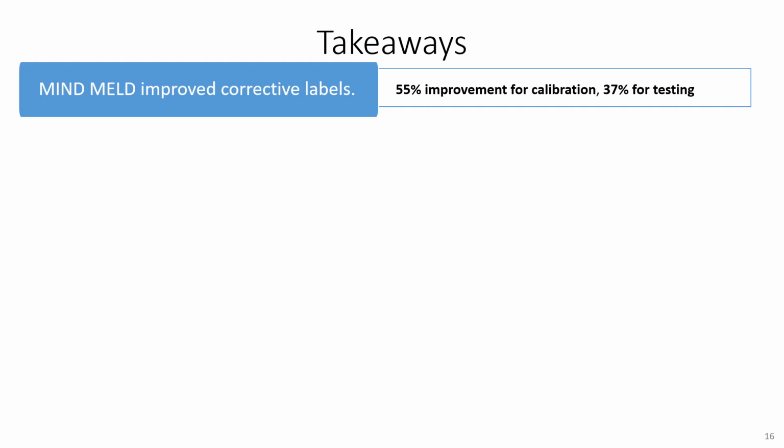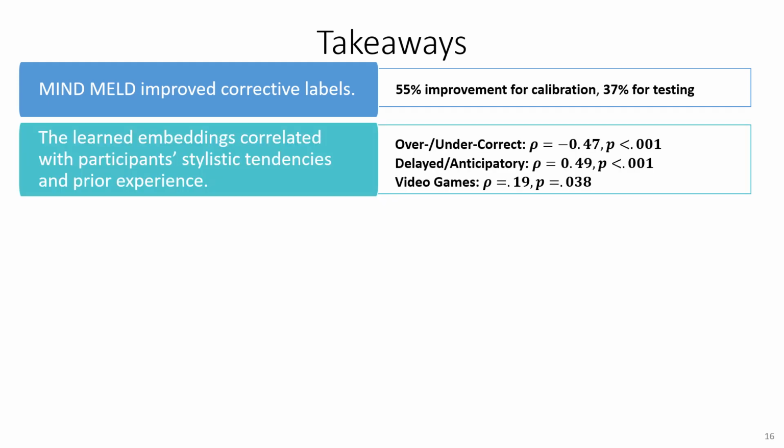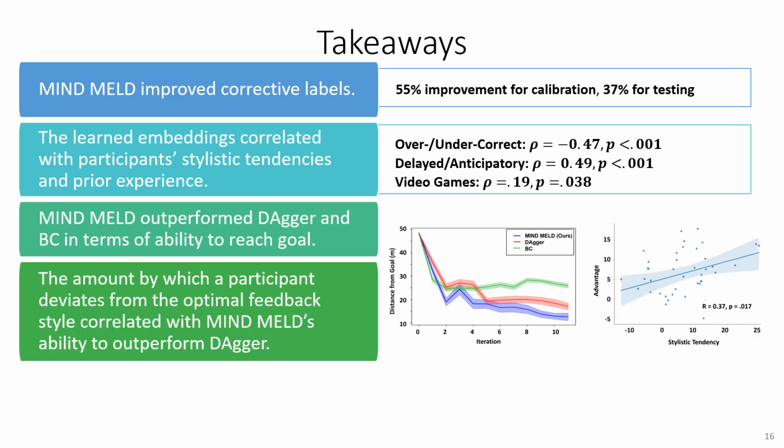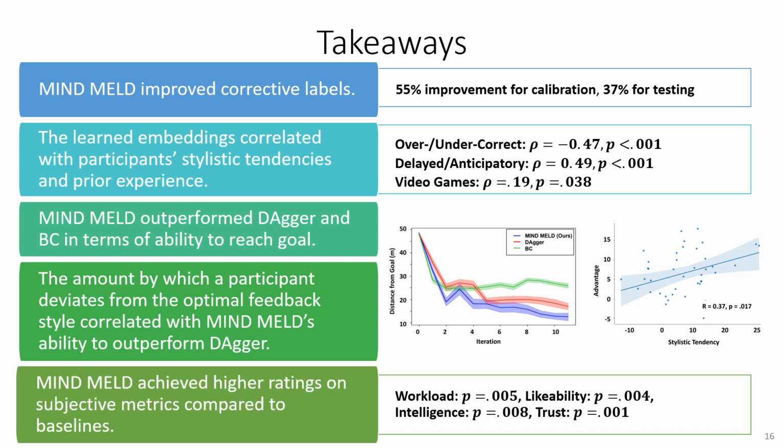To summarize, MELD has the ability to improve corrective labels to be closer to optimal. MELD's learned embeddings correlate with a person's stylistic tendencies and their prior experience with video games. MELD outperformed DAgger and BC in terms of the ability to reach the goal and consistency in reaching the goal. MELD has a greater advantage over DAgger when a person's feedback is more suboptimal. And lastly, MELD was rated as better than DAgger and BC in terms of workload, likability, perceived intelligence, and trust.